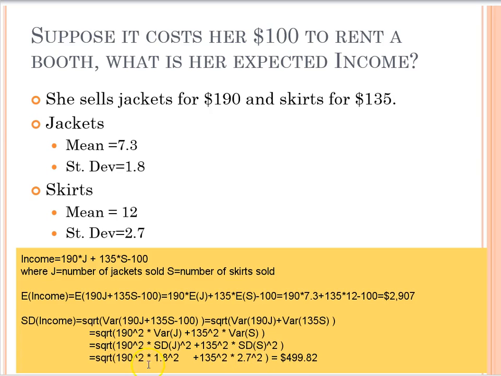When I calculate this out, I'm going to add up those multiplied terms and then square root it, and that's going to give me an answer of $499.82. So while she averages $2,907, there is some variation around $500. That's our standard deviation. So we can use these numbers to answer other questions.